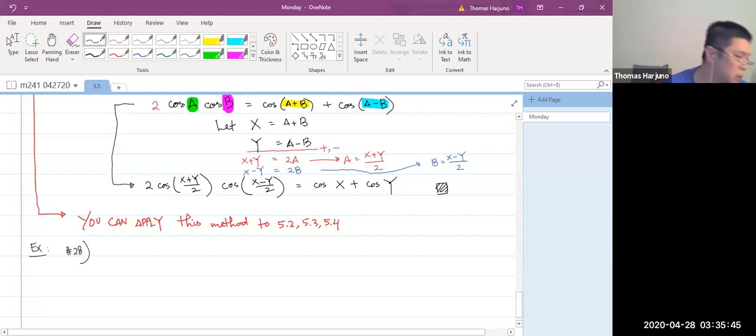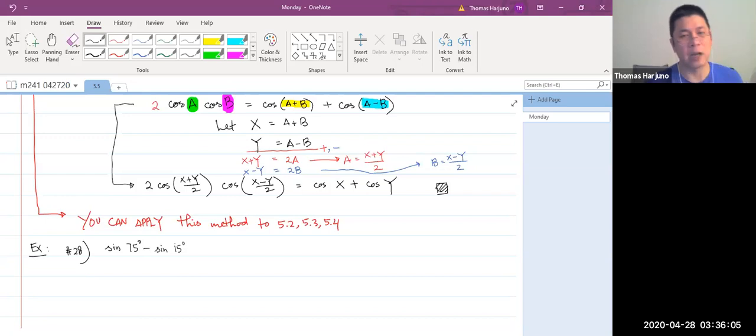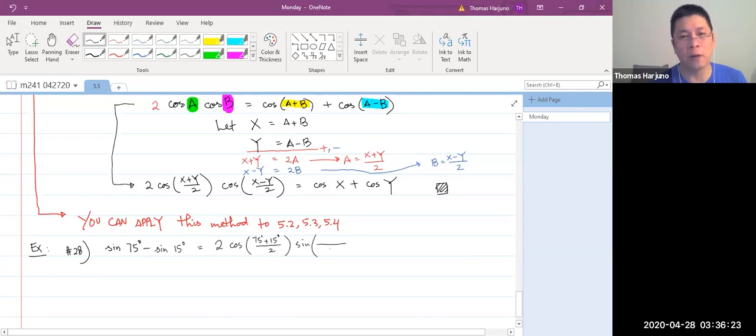as much as possible. Number 28, we have sine 75 degrees minus sine 15 degrees. Sine minus sine. Sine minus sine is equal to 2 times cosine of half of the sum times sine of half of the difference. Now check your formula.